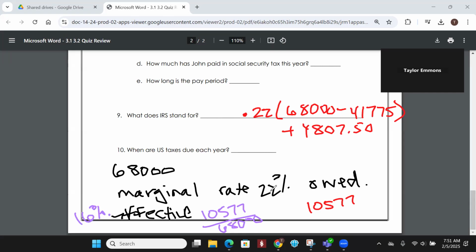Okay. Everybody good? Do we want another one? Okay, let's do one more. All right, let's try 37,000. Find the effective, marginal, and owed. 37,000, and we're trying to find the marginal, effective, and owed. Are we just getting stuck on the equation? IRS is Internal Revenue Service.